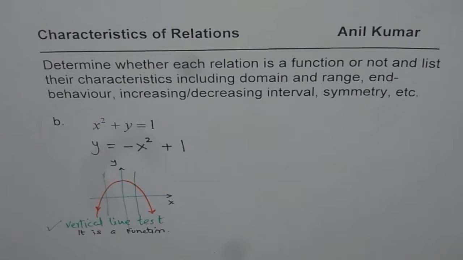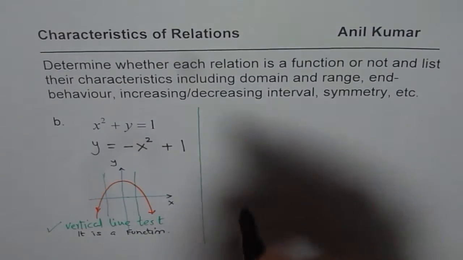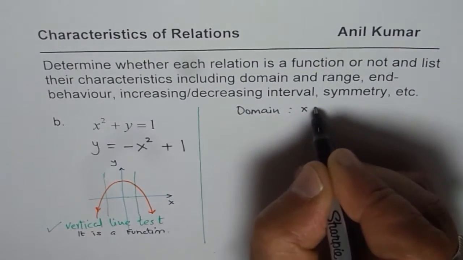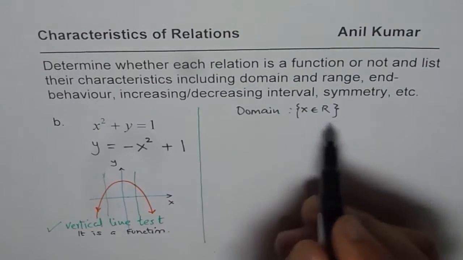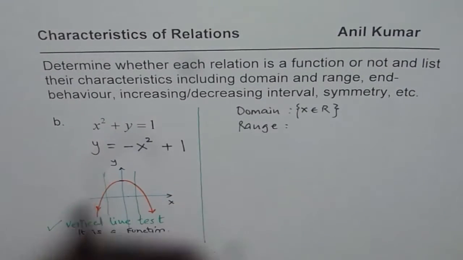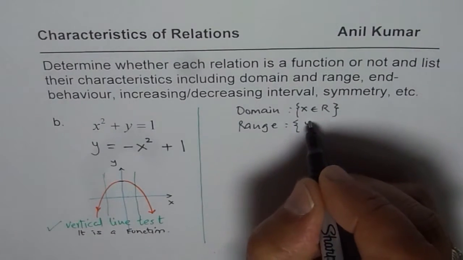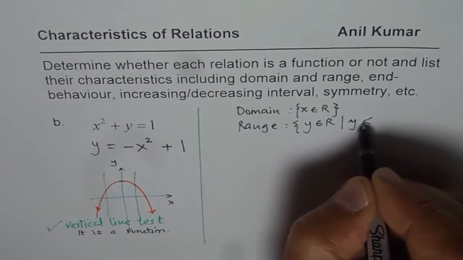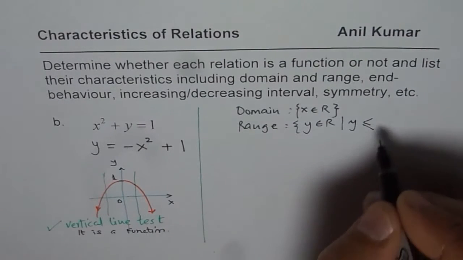Now we'll discuss characteristics of this particular function. We'll begin with domain and range. Domain in this particular case is x belongs to real numbers, written in curly brackets gives us set, right? Range: we need to find the vertex. So it is opening downwards and therefore the range is y belongs to real numbers where y is less than or equal to... if I write 0 here, then y value is 1. So this is 1 for me. So less than or equal to 1.